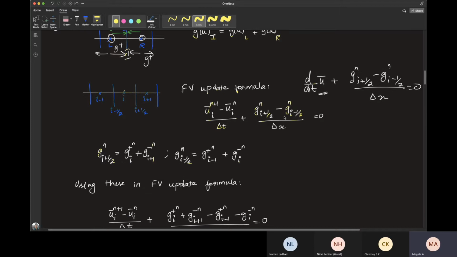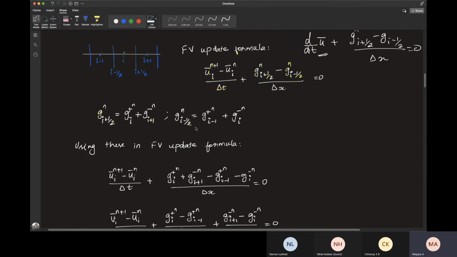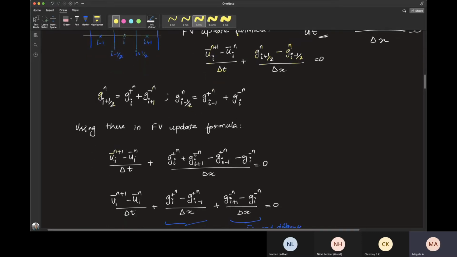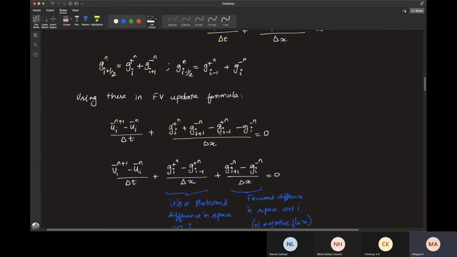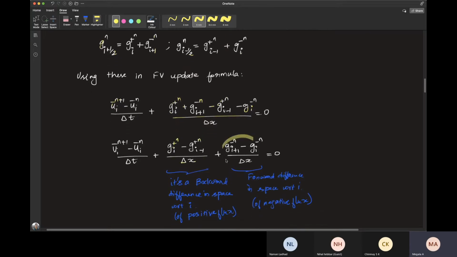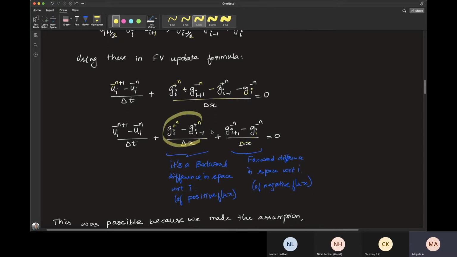So now let us use these expressions in place of g at i plus half and g at i minus half in the finite volume update formula. So then we get such an expression. So actually I've just substituted it. Now if you look at it, we can just separate these terms, rewriting this in this form. We get a backward differencing in space for our positive flux and forward differencing in space for our negative flux. So this is similar to what we got in the finite difference framework.